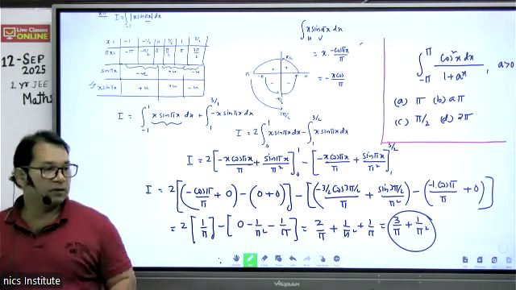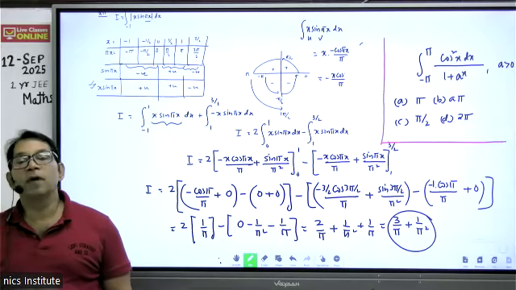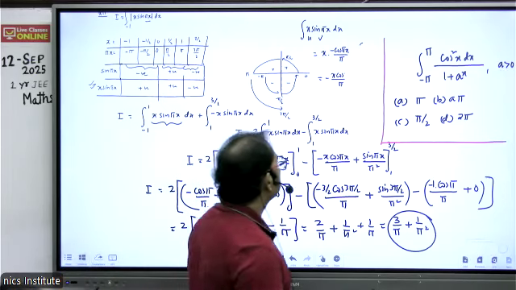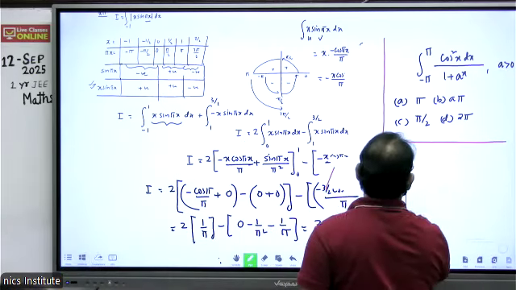See, first of all, since the limits are minus pi to pi, you try to apply odd even. Find out whether the function is odd or not, even or not. First, you figure out that.